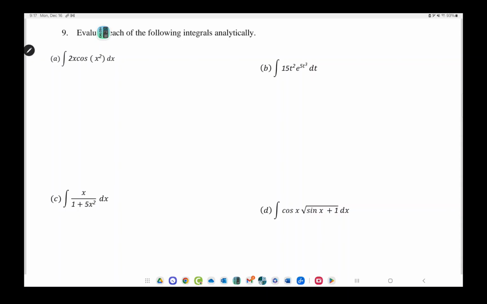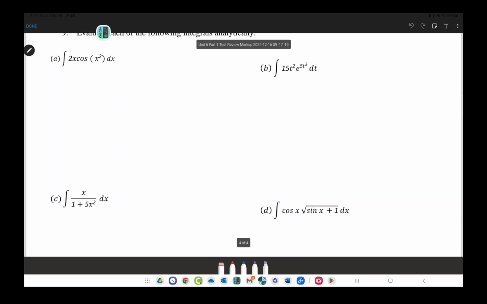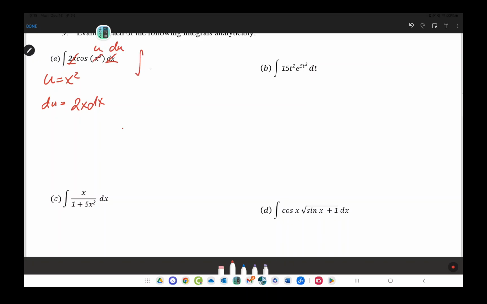Alright, so solving by substitution. For part A, what are we going to substitute u in for? x squared, which means du is 2x. Since we have a 2x dx, we can get rid of those and replace that with du, and replace x squared with u. So we have the integral of cosine u du. What is the antiderivative of cosine? Sine u plus c. And u is x squared, so sine of x squared plus c.